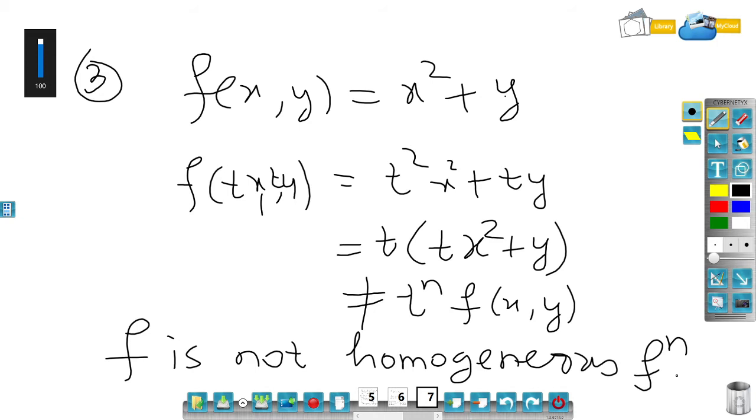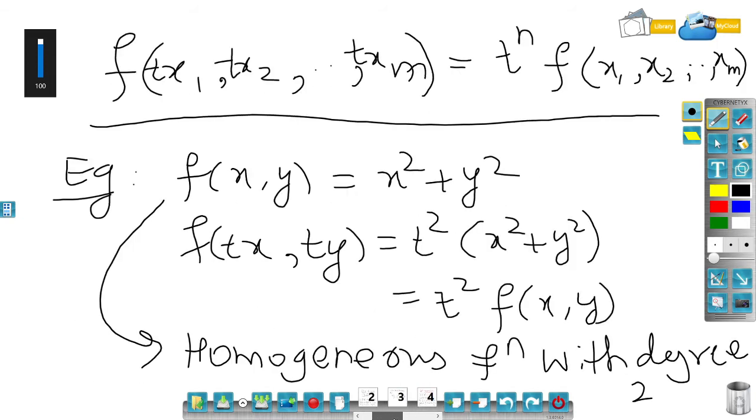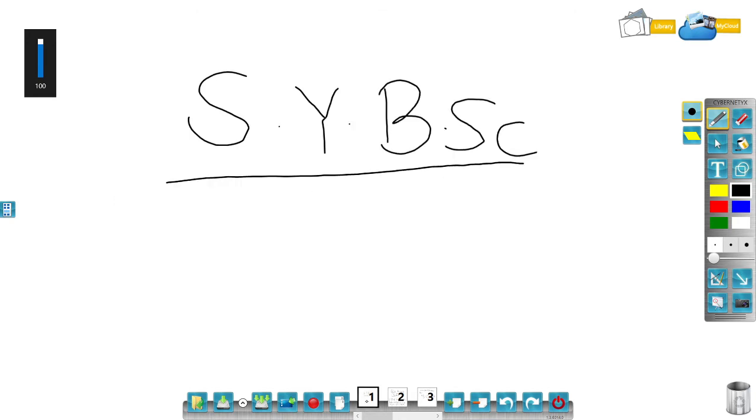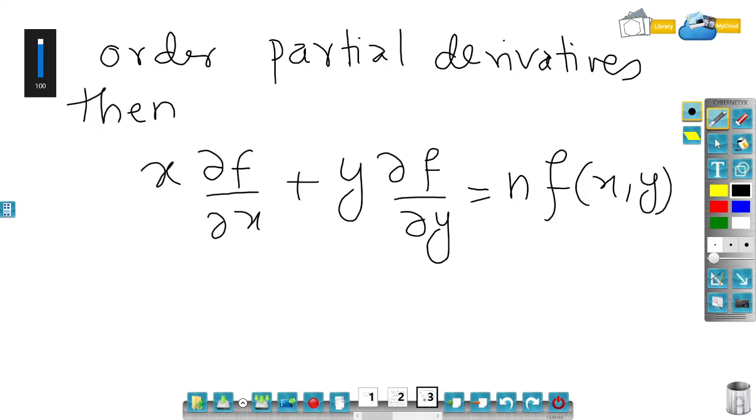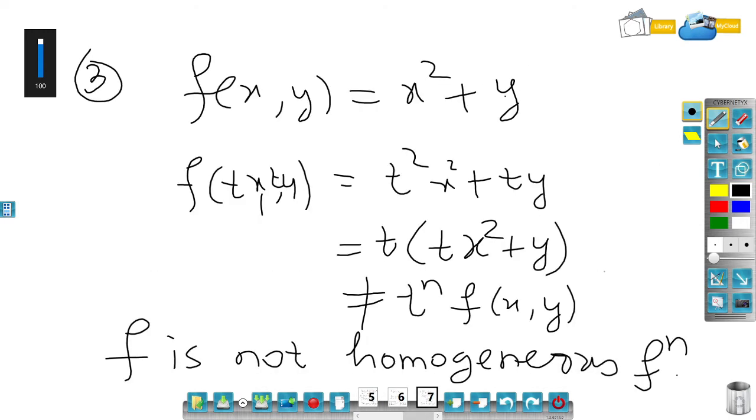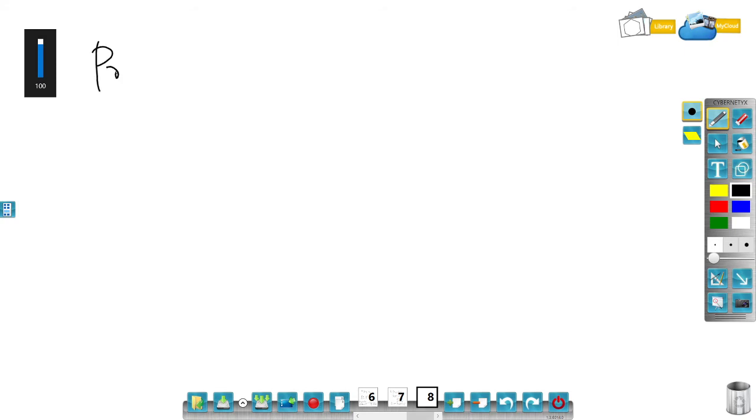Okay. Since we have seen what a homogeneous function is, we can now prove Euler's theorem, right? This proof we can do. So let's go for the proof of Euler's theorem.